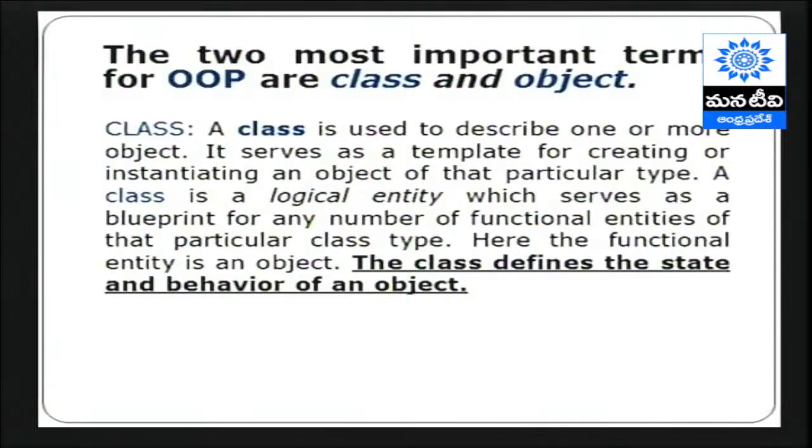The most important terms used in object oriented programming are class and object. This you already know, but for our reference we are discussing the class again. A class is described as a template through which we can define n number of objects. The class is used to define the state and behavior of an object, and it is used to define the real world object in our programming.